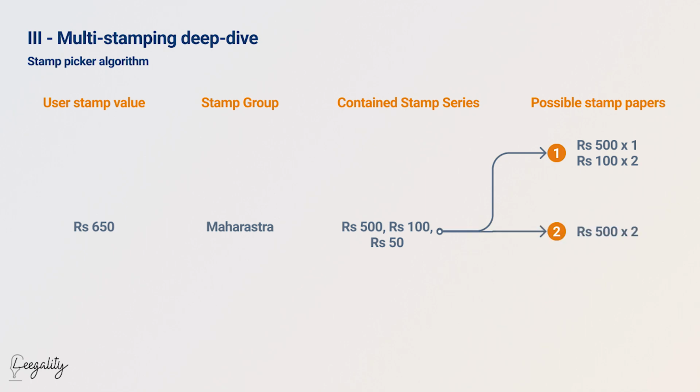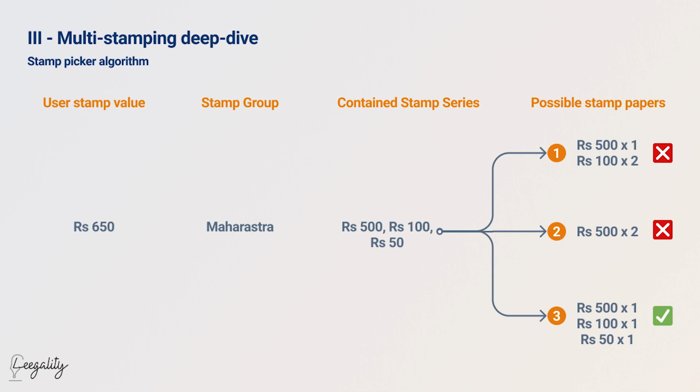The second combination is attaching two papers of 500. This is really not optimal because the total value then attached would be rupees 1000 when you only want rupees 650 to be attached. And the third combination is one paper of 500, one paper of 100 and one of 50. The stamping algorithm works such that it will pick the third combination.